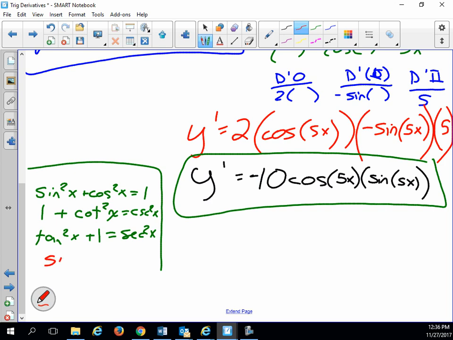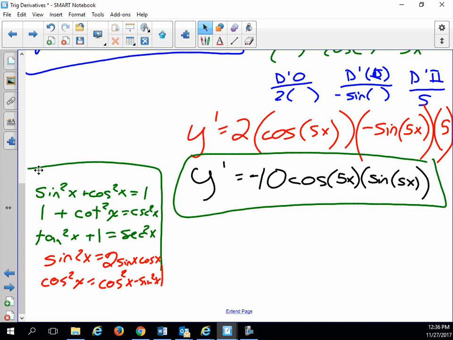But you should also know that sine 2x is 2 sine x cosine x. And you should know that cosine 2x is cosine squared x minus sine squared x. Those are the ones that you really should know from your trig identities from last year. And the reason I'm mentioning that is I want to talk about this one right here.